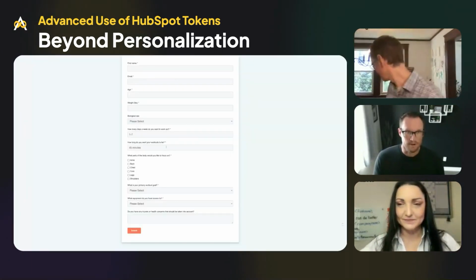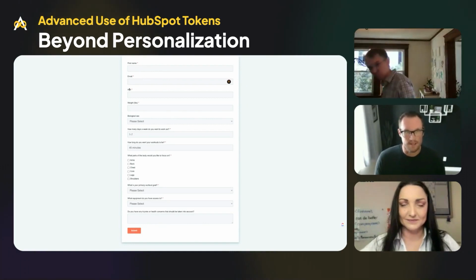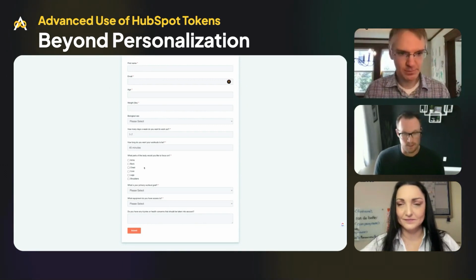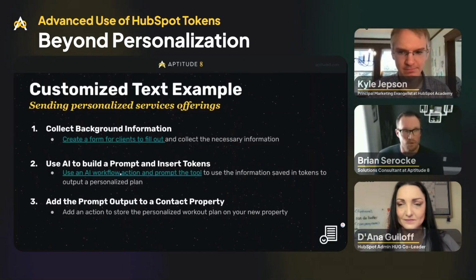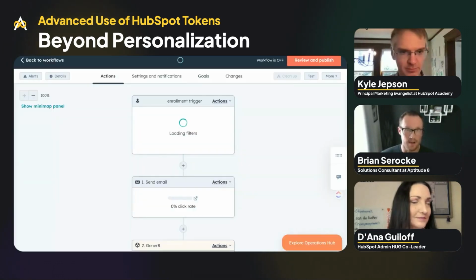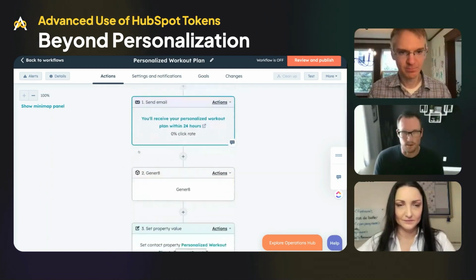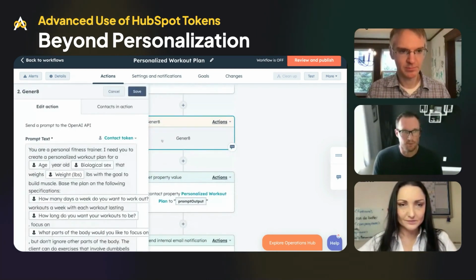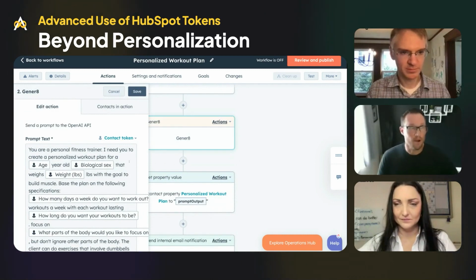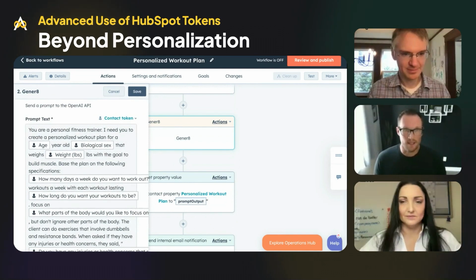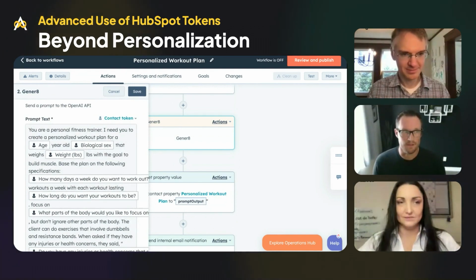But what you can do is you can create a form for your potential contacts or clients to fill out. It's got some details in here about what they want for their workout plan, and they can go ahead and submit that. And then you can use the Generate AI workflow action to say when they've submitted that, you can send them a quick response. But then here you can get into prompting ChatGPT using the Generate workflow extension to create a personalized workout plan based on all the data, everything that contact gave you in the form.